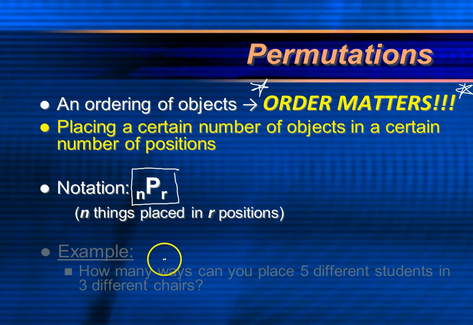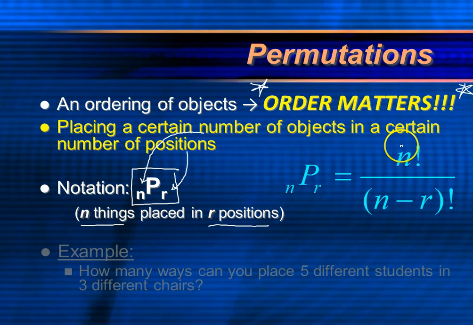Okay, nPr. So now this nPr stands for exactly what we just said. The number of objects and then the number of positions that you're filling. So n things placed in r positions. Now, if you were doing this by hand, here's how you would do it. nPr would equal n factorial, remember factorial is you're multiplying down, divided by (n minus r) factorial. Okay, and that's how we're going to do this first example, by hand, but then I'm going to show you a little shortcut.